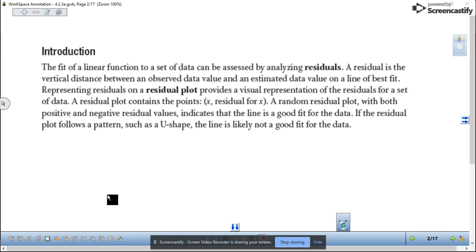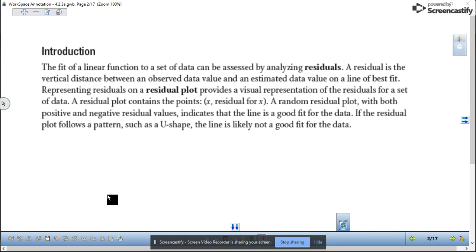All right, guys, for 4.2.3, you'll notice I didn't put any practice on this. There's only one thing from this lesson that I think it's important for you to know. As a matter of fact, they've actually taken residuals out of the standards for ninth grade, but I do think it's an important concept, and it's pretty easy.